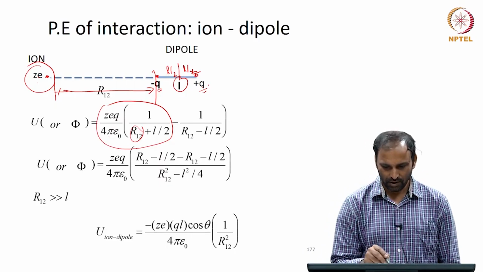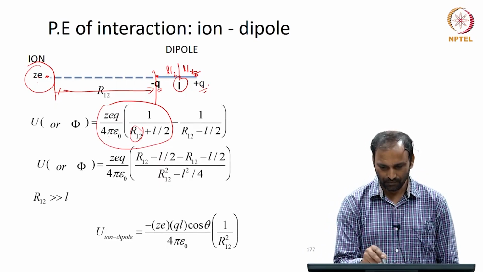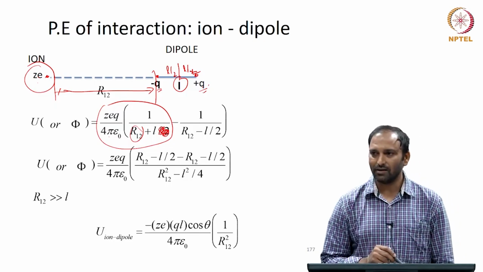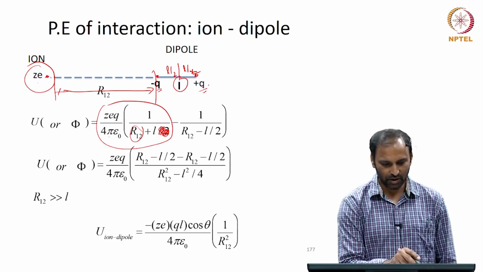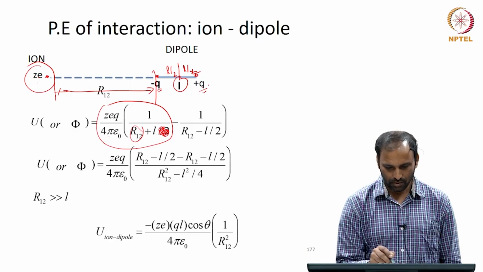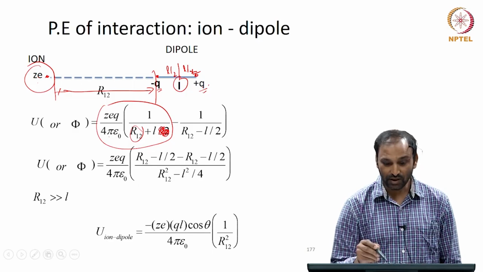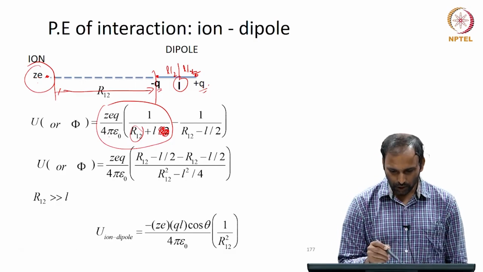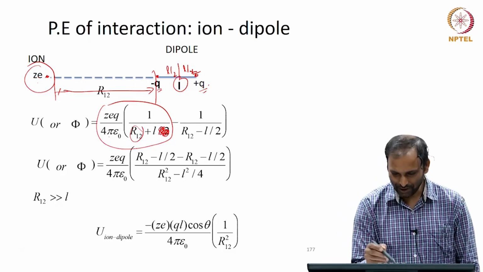So, therefore, this is going to be L. This is a small mistake. Because if you look at R12, it should be from the center of the dipole. R12 would be, yeah, that's true. Let's do it like that.